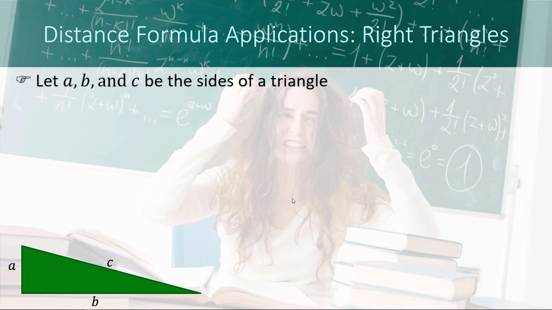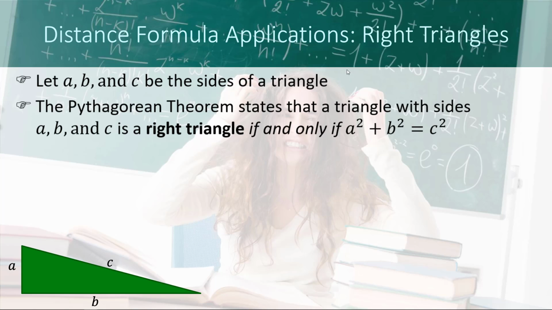Now, one application of the distance formula is that we can use it to determine whether a triangle is or is not a right triangle. Let's say we have A, B, and C, and these are the sides of the triangle. The Pythagorean theorem states that a triangle with sides A, B, and C is indeed a right triangle if and only if A squared plus B squared, i.e. the sum of the squares of the shorter sides, equals the square of the third side. Okay, what does that mean?